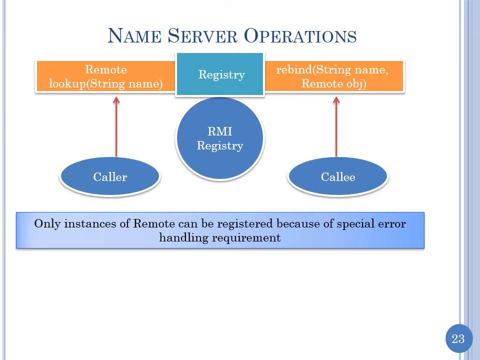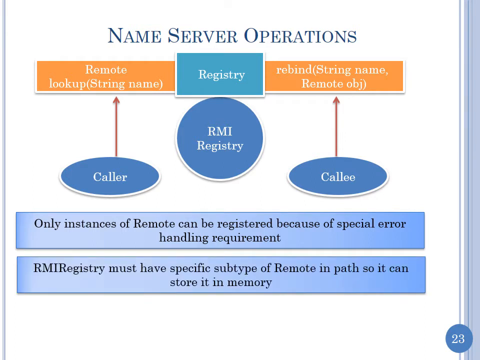And as it turns out, this rule is kind of inconsistent with what I said earlier, that only instances of remote can be looked up and registered. Okay. And the registry must have this: whatever object you deposit with the registry, it must know about that class.